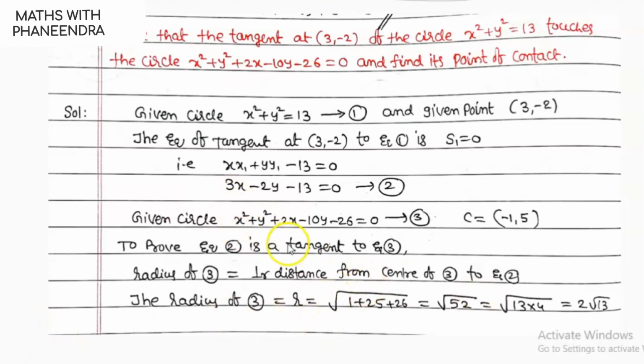r is equal to the root of this: 2g = 2 means g = 1, 2f = -10, f = -5, c = -26. So g^2 + f^2 - c: 1 plus 5 squared, that means 25, 25 plus 1 is 26, minus of minus 26 is plus 26, 26 plus 26 is 52. Root 52, we can write it as 13 into 4. 4 we can take outside: 2 root 13. Therefore, the radius of equation 3 is equal to 2 root 13. After completing the radius of equation 3, from the center of equation 3 to the line, equation 2, calculate the perpendicular distance now.